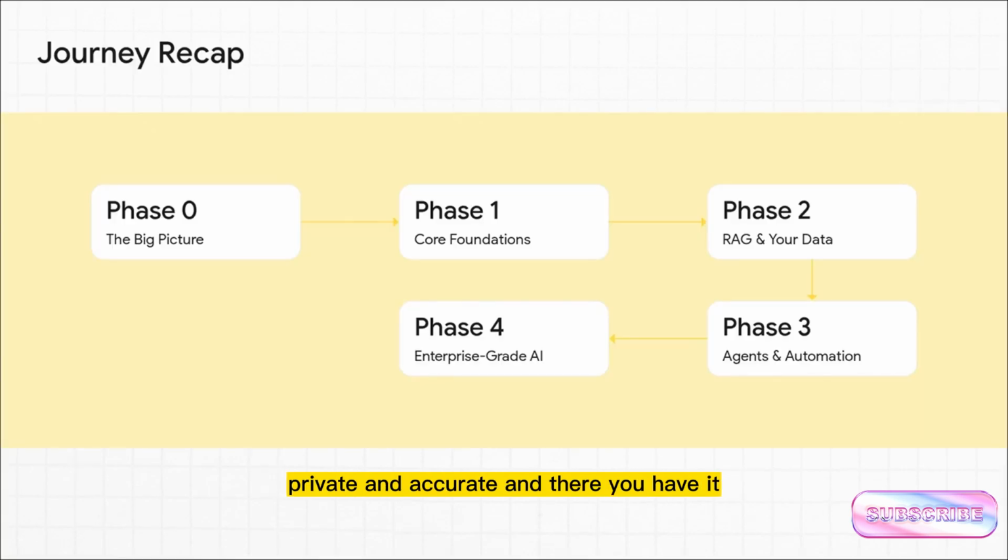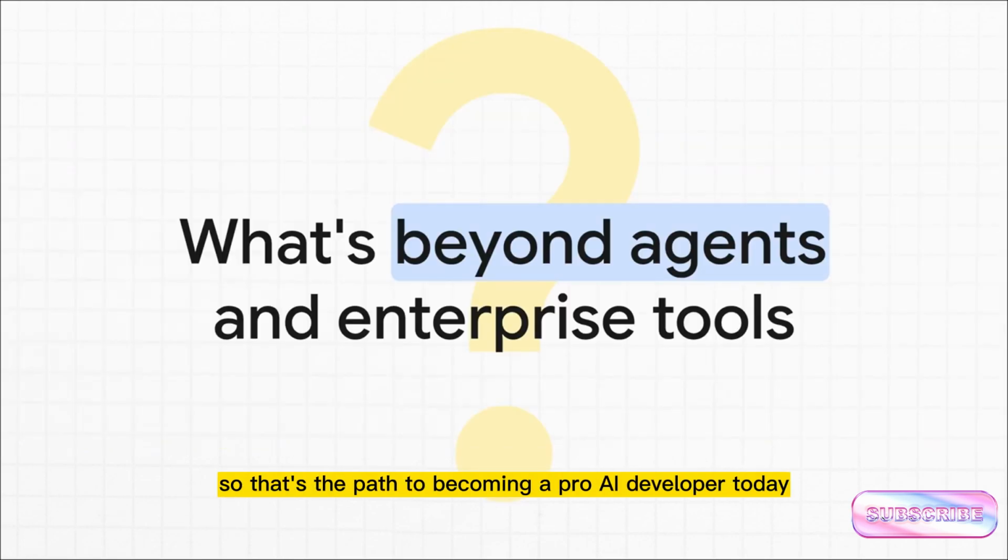And there you have it, the whole journey, recapped. From the big picture to the core foundation of prompts to using your own data with RAG, building smart agents, and finally going pro. Each phase builds right on top of the last one. So that's the path to becoming a pro AI developer today.